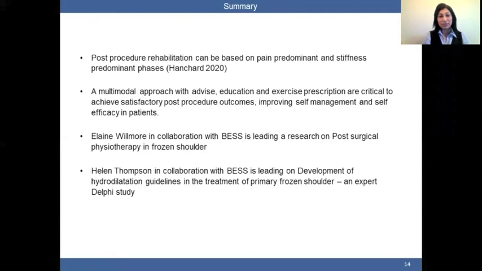in our patients. Elaine Milmore, in collaboration with the BESS, and Helen Thompson, they both are leading clinical research on frozen shoulder, and hopefully we'll have more in the future to share. Thank you. That was the physical therapy point of view on how to treat those patients after all these interventions.